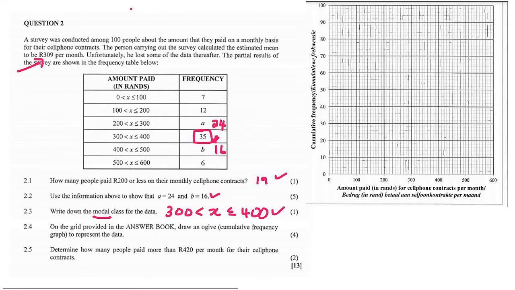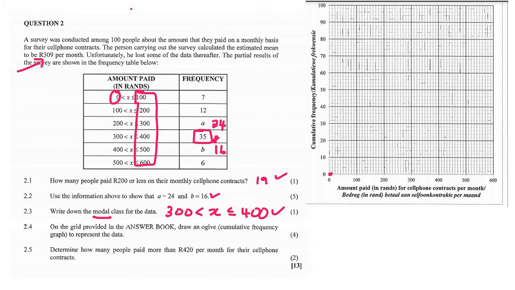So here we have our ogive in the answer book. With an ogive, all you want to do is use this number as your starting number, so we can see it's already 100, and then 0, and you only want to use these values. You don't want to use the middle number. The only time we use the middle number is when we're trying to calculate the mean or the average.